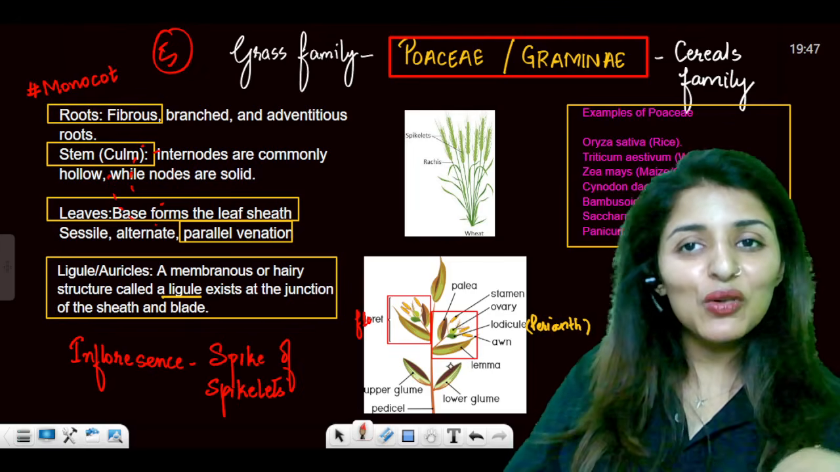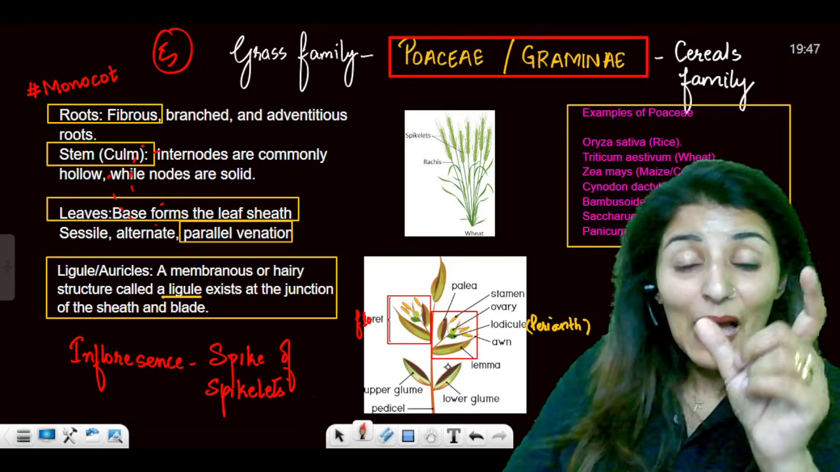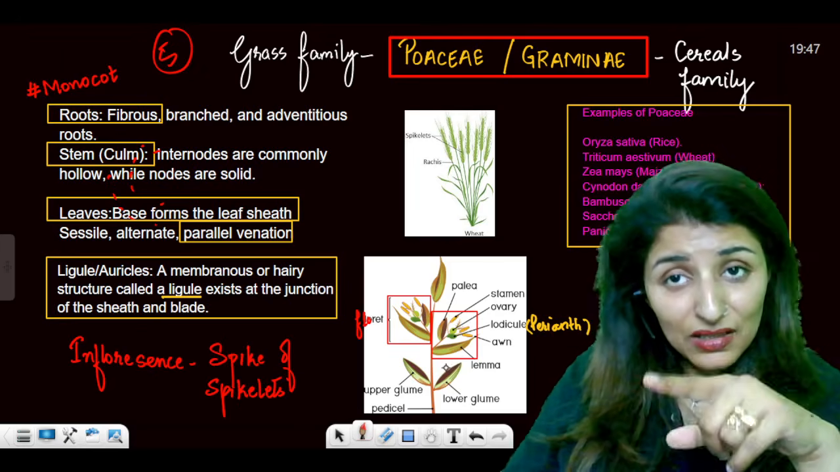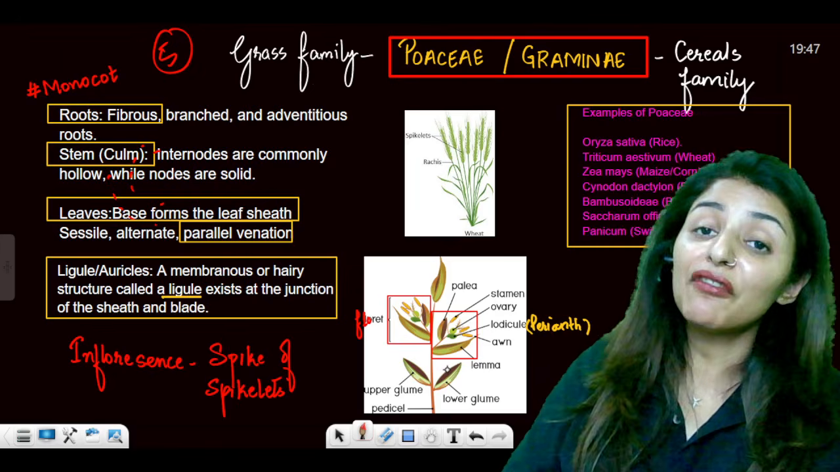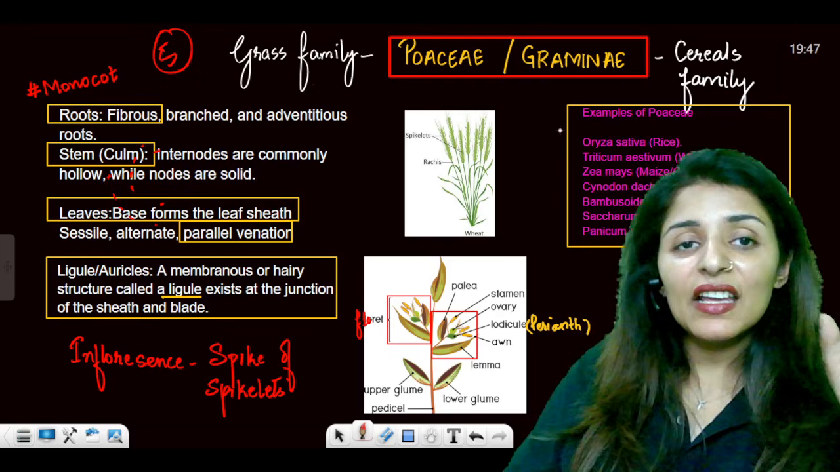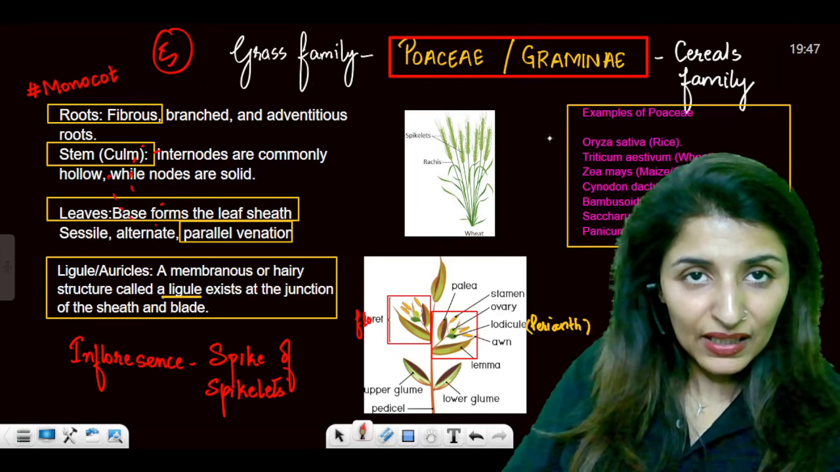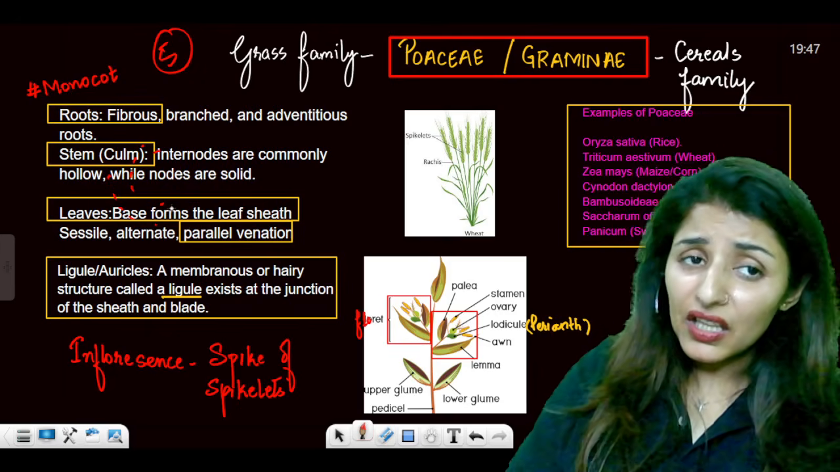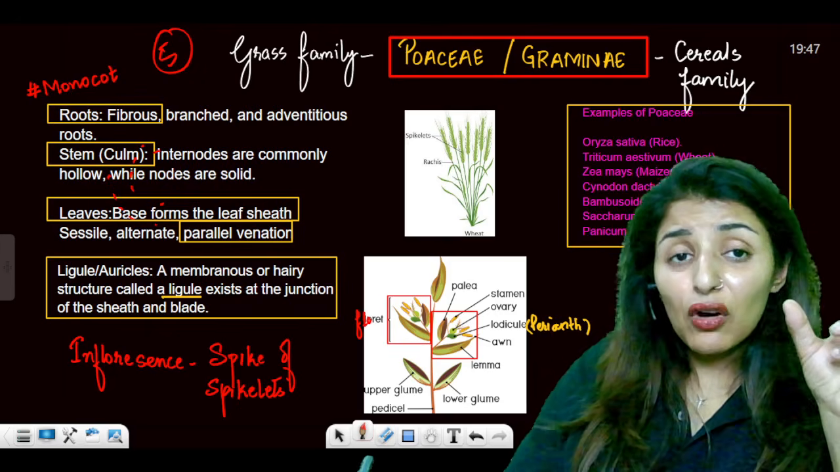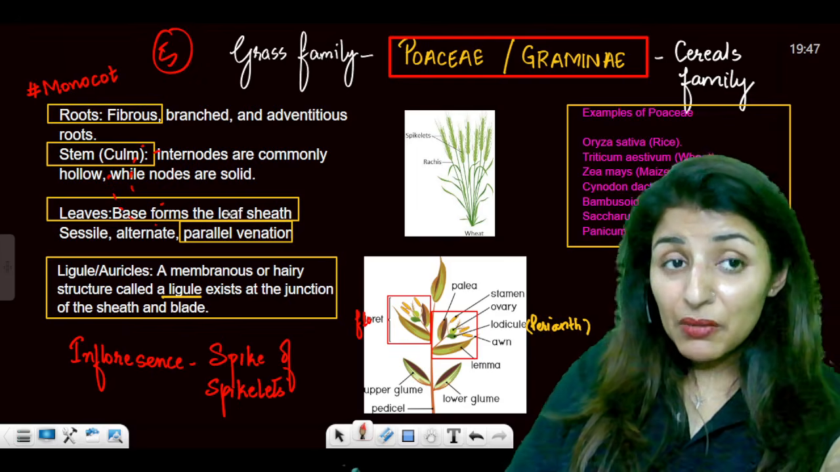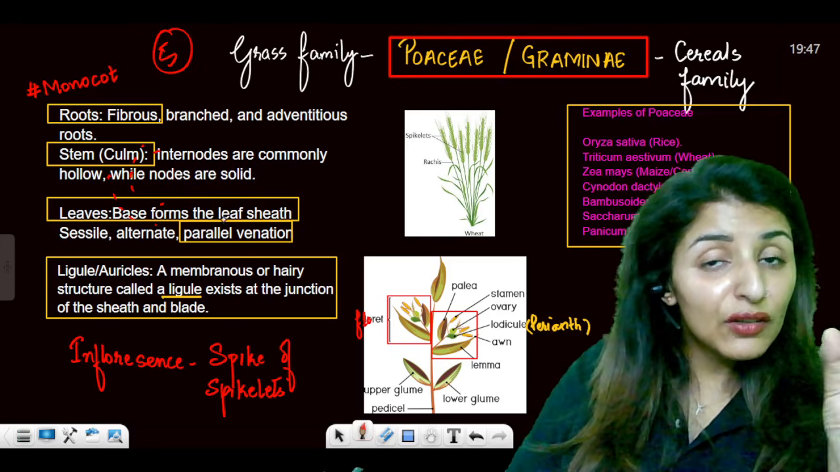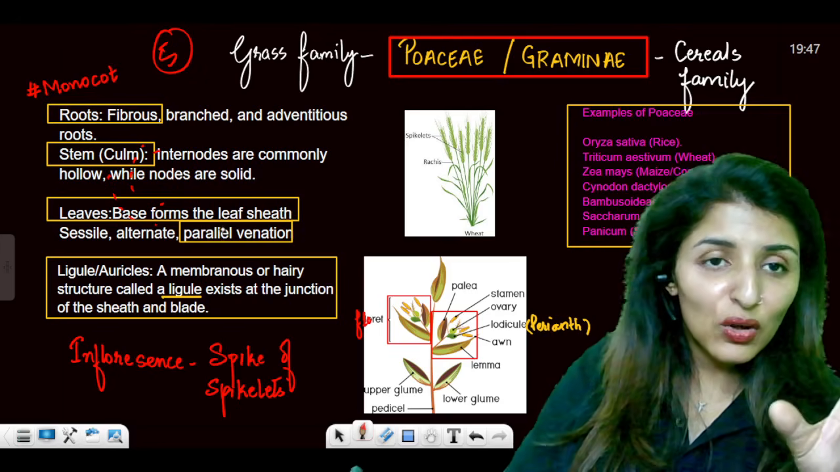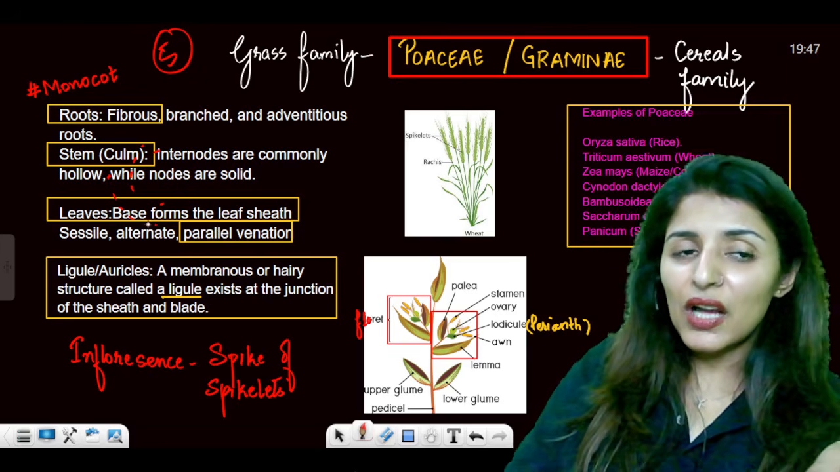Now, please don't confuse Gramineae with gram. Gram is a pulse, and gram comes under pulses, and pulses are in family Fabaceae. Now, Gramineae is the grass family or Poaceae, right? Now see, if you think of bamboo, what kind of stem is it? Bamboo is hollow in the internodal area, but the nodes are solid. Now such a stem is known as culm.